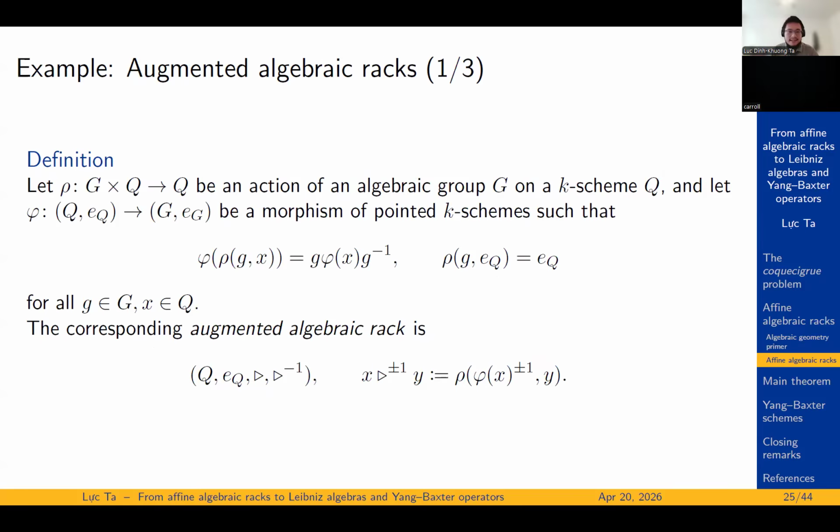So here's yet another example. You can say that you have an algebraic group that acts on a scheme. And then say that you also have a map from your scheme to the group that is compatible with the units, and that's compatible with the action in this way given here. So then you can define something called an augmented algebraic rack by equipping Q with this rack structure that's given by your map and your action. And this definition I basically stole from the definition of an augmented Lie rack, but just adapted it for schemes instead of manifolds.